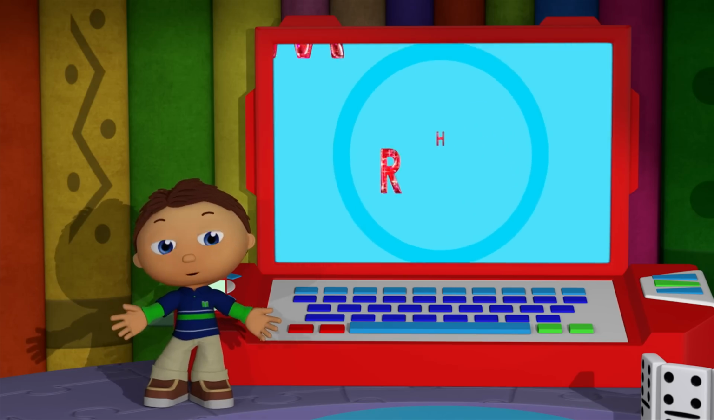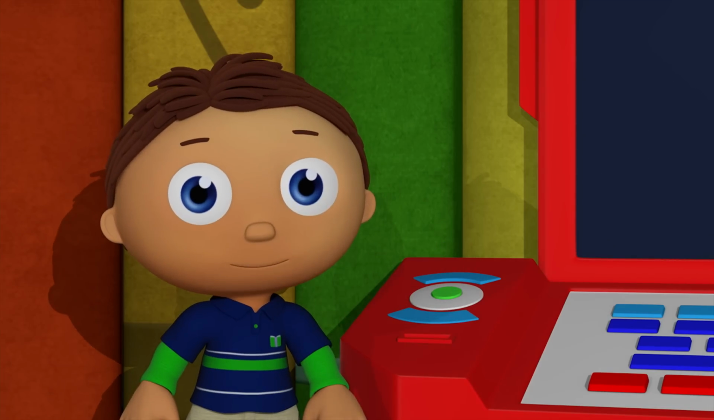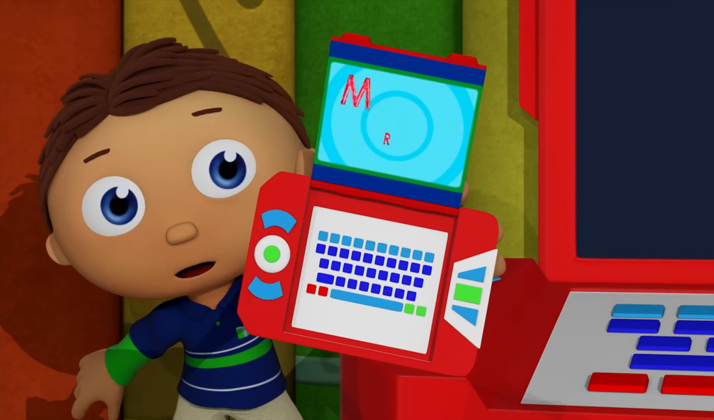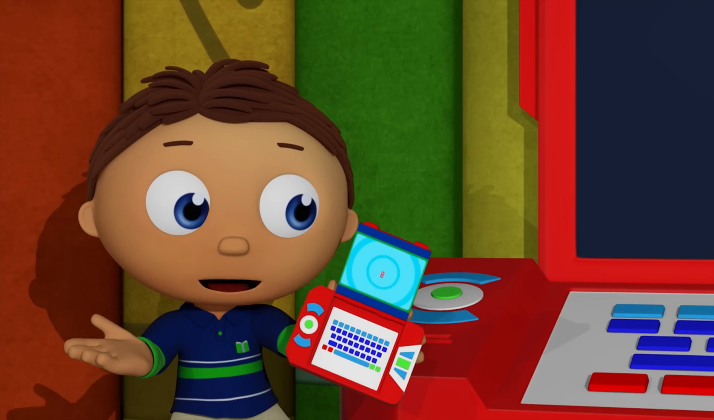First, we look for super letters. And then put them into our super duper computer. Super duper computer, how many super letters do we need?